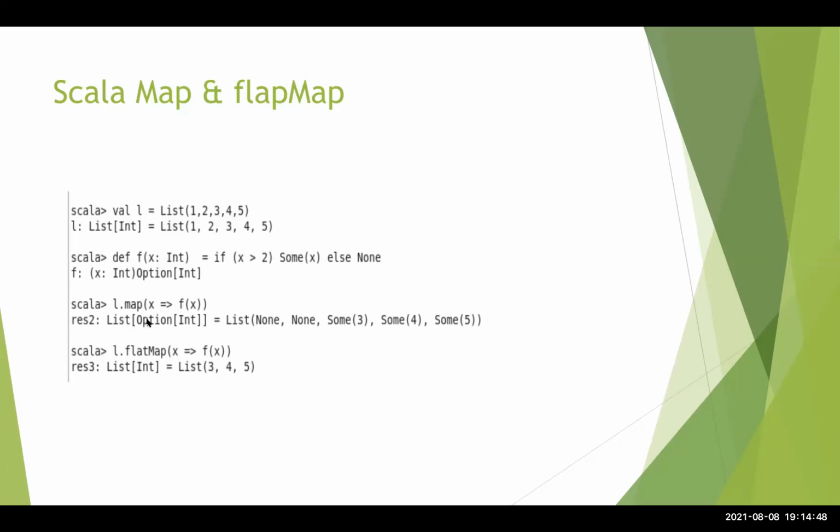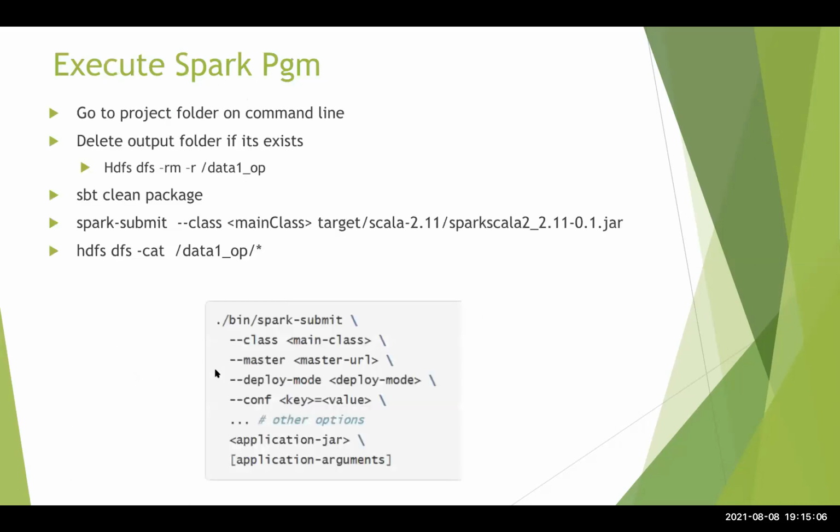Then what I get is a list of None, because I have greater than 2. For 1 and 2, it will return None. Then I get Some of 3, 4, 5. But if I use flatMap, it will just give me 3, 4, 5. It will remove None and Some and everything. It will give me 3, 4, 5.